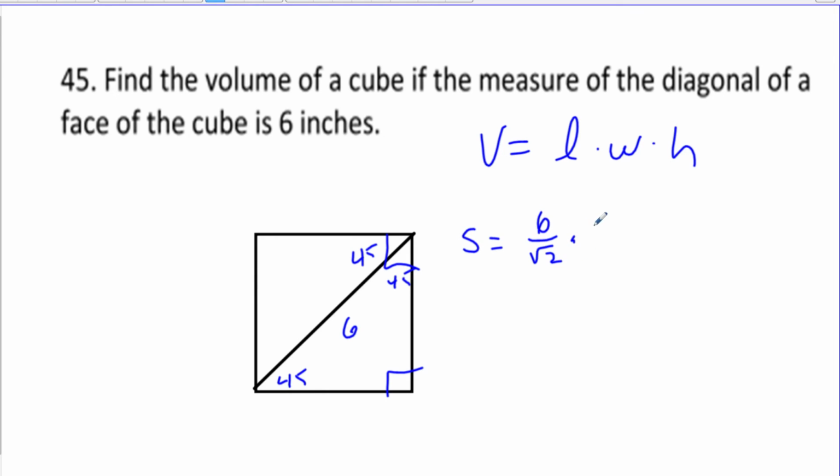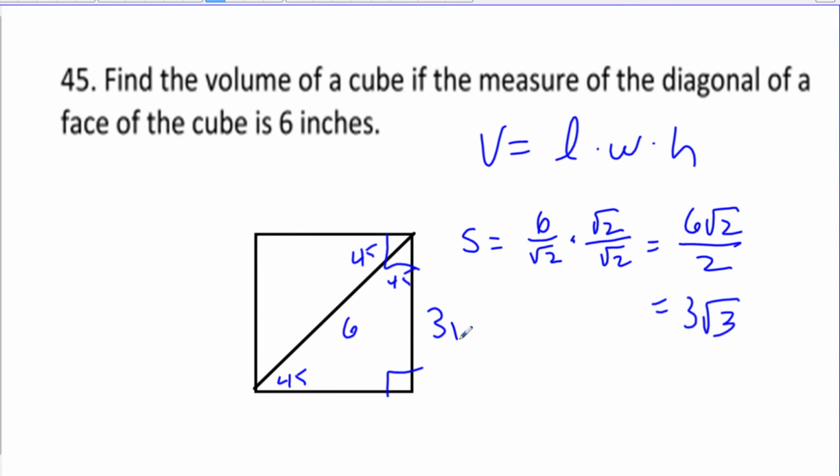But I'm going to rationalize that. Multiply the top and the bottom by the square root of 2. And that's 6 square root of 2 over 2, right? Square root of 2 times the square root of 2 is the square root of 4, which is just 2. And so all said and done, it looks like I have 3 square root of 2. So one of these sides is 3 square root of 2.